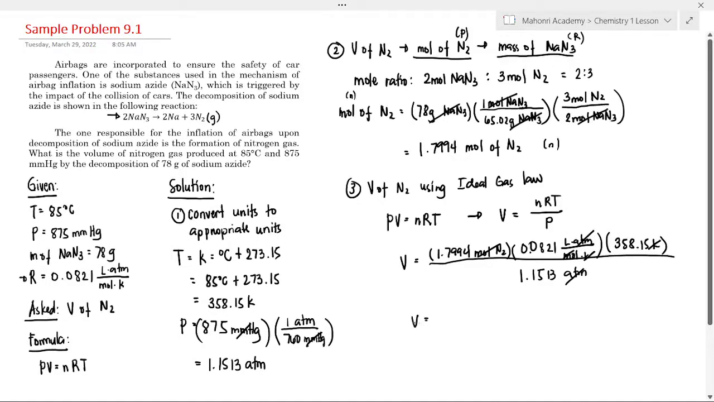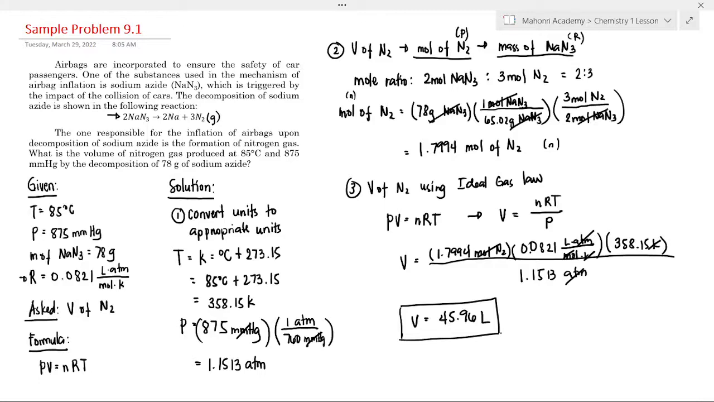So plugging everything on your calculator, you would get that your volume is equal to 45.96 liters. So that is basically how many liters of N2 we are going to get in our airbag, which will inflate to protect us if ever we have an accident. So that's how you would solve this problem. If there are any questions regarding this, please do not hesitate to message me.